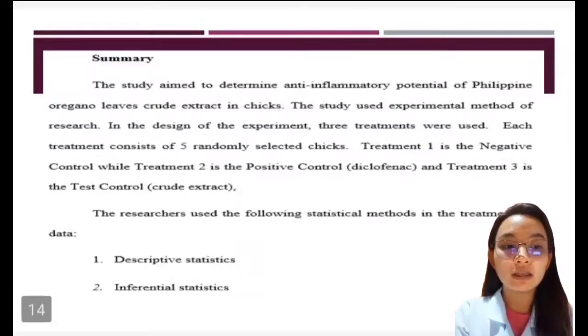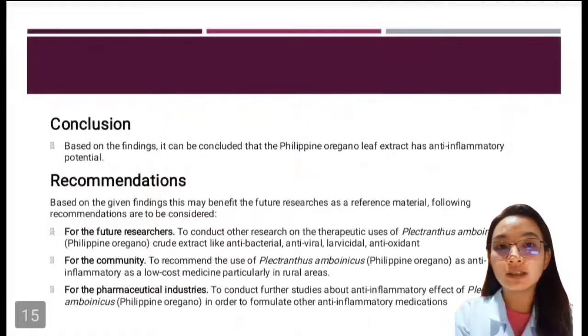Second, there is a significant difference between the means of the thickness of the inflammation of positive control versus the negative control after 180-minute time interval. There is a significant difference between the means of the thickness of inflammation of the crude extract versus the negative control after 180-minute time interval. There is a significant difference between the means of the thickness of the inflammation of the crude extract versus the positive control after 180-minute time interval. There is no significant difference between the means of the thickness of the inflammation of the three treatments after 60 and 120-minute time intervals.